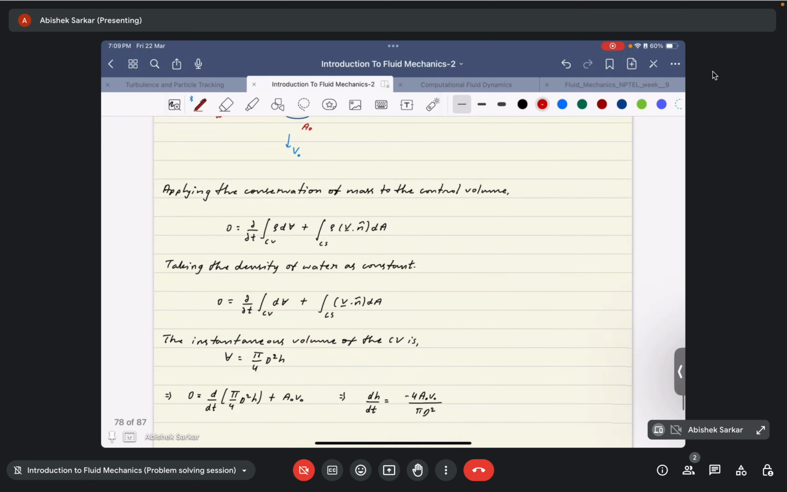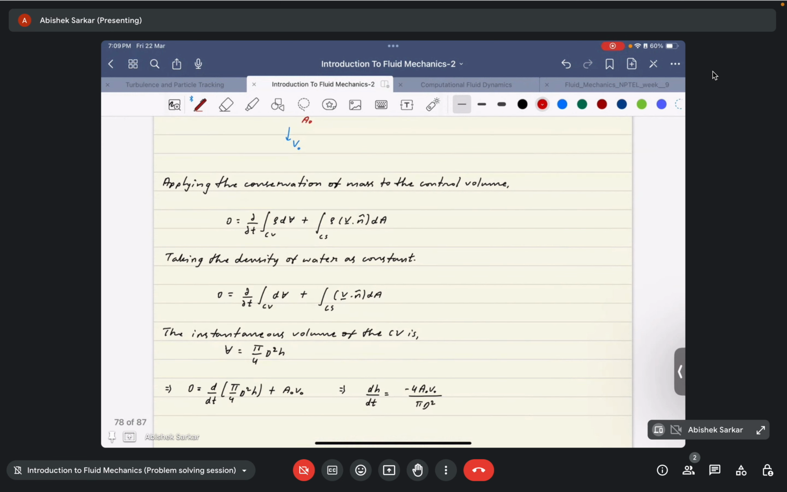Mass flux out of the control volume is 0. So if we take the density of the water to be constant, because we are told that it is water that drains out of the tank, and since it's only draining out at very low velocity, there is no need to consider the compressible nature of the fluid. So we can essentially take the density of the water to be constant. Unless otherwise mentioned, it is a good approximation to take the density of water to be constant.